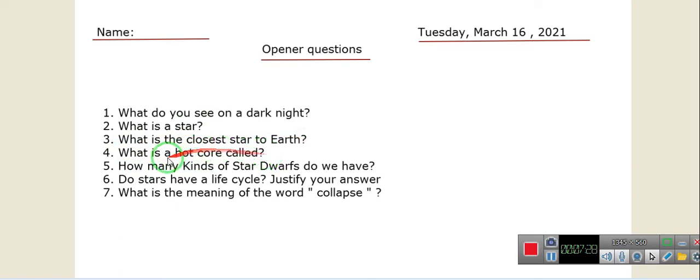Number 5. How many kinds of star dwarfs do we have? Number 6. Do stars have a life cycle? If yes, you have to justify your answer. If no, you have to justify your answer. Number 7. What is the meaning of the word collapse?